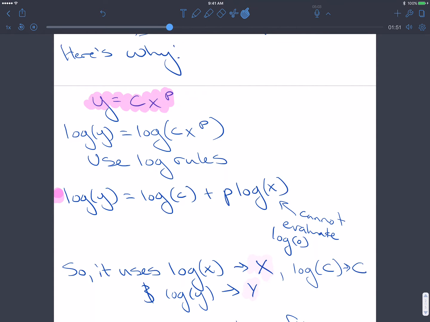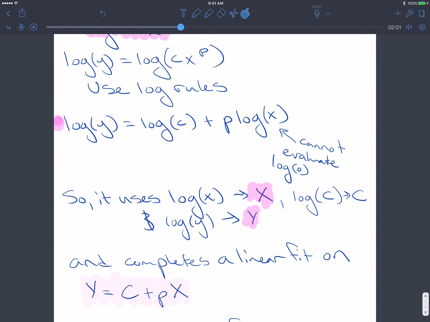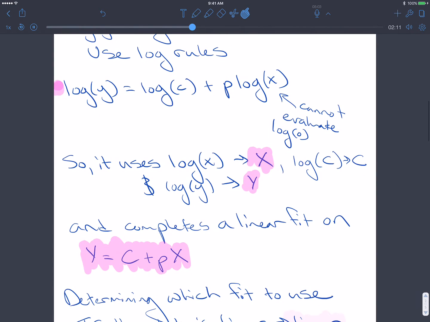So it converts the log x to its new x, and it converts the log y to its new y, and then it completes a linear fit in the same way that it did for linear regression to y equals c plus px, where p is now the slope, but it's actually the power of your power function. So it's messy, and it only works in certain circumstances. It will give you an error if you give it data that is not positive.